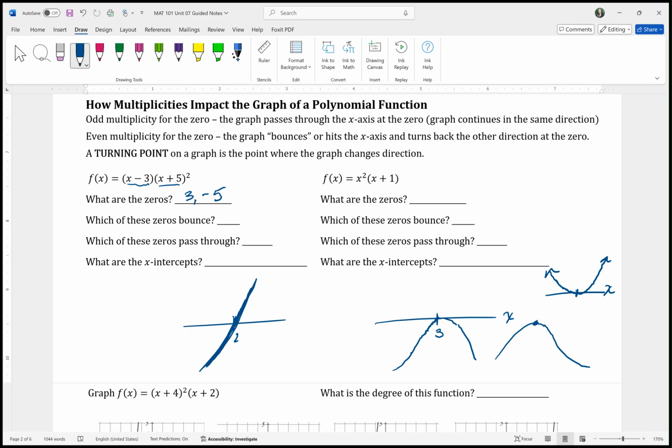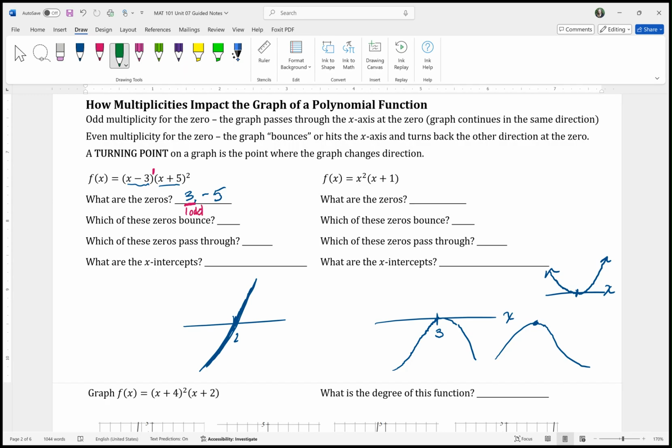Next question is asking which of these zeros bounce, and then which of these zeros pass through. Okay, so again, the thing that is determining whether something bounces or passes through is the exponent, not the 0. So I want you to go back to the function and ask yourself, if my 0 was 3, what was the multiplicity, what was the exponent for the factor where that 3 came from? If you go back and look, this 3 had a multiplicity of 1. So that's odd.